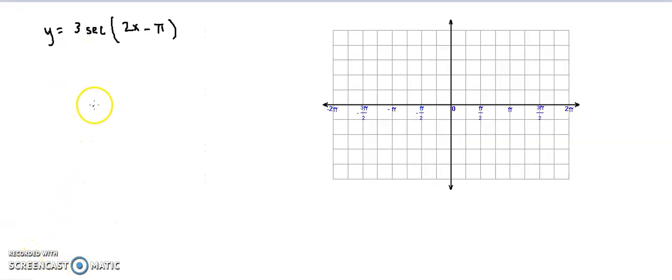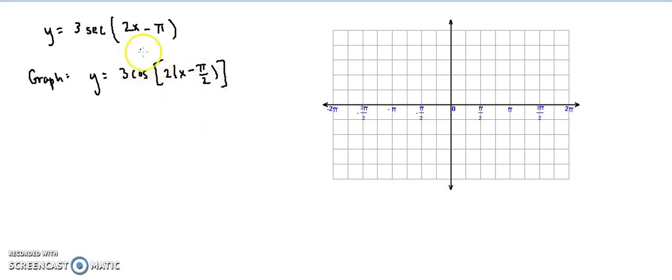Okay, so let's go ahead and graph one of these from the beginning, from scratch. We're going to look at how to do a secant graph. Remember, that's based on the cosine graph. So what we're actually going to graph to start with is 3 cosine, and I'm going to go ahead and factor this because we know that we need to have it factored, 2x minus pi over 2. Okay, so I'm actually going to graph the same thing but with the cosine graph instead first, and then we'll get the secant graph from that.